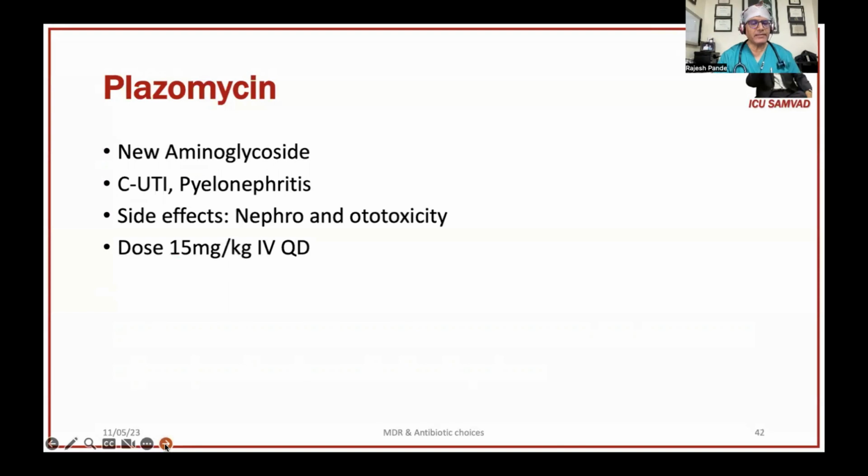Plazomicin is a new aminoglycoside, recommended for complicated UTI and pyelonephritis. Has similar side effects of nephrotoxicity and ototoxicity. Dose is 15 milligram per kg QD.